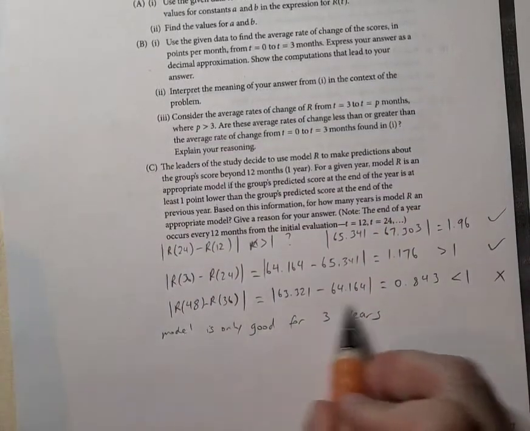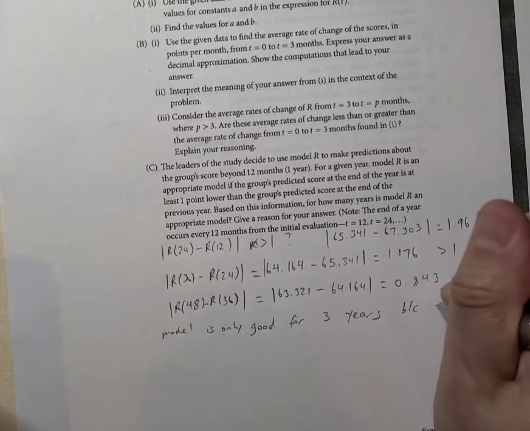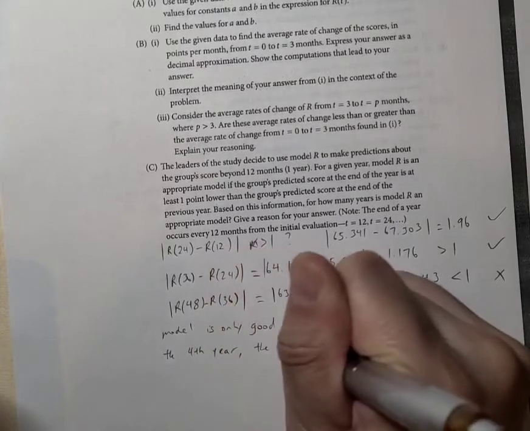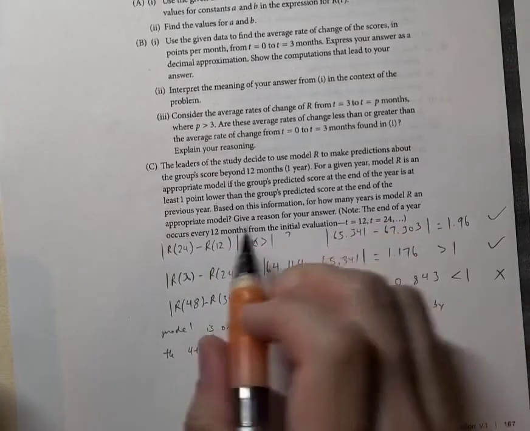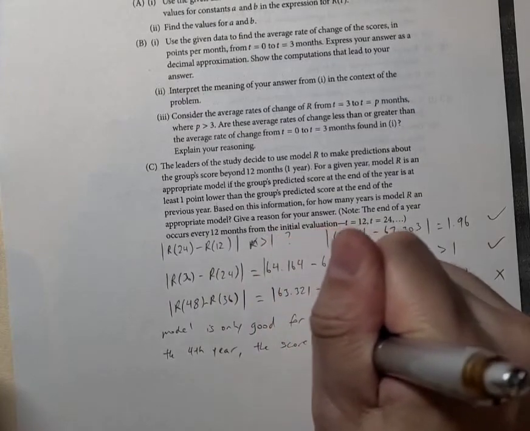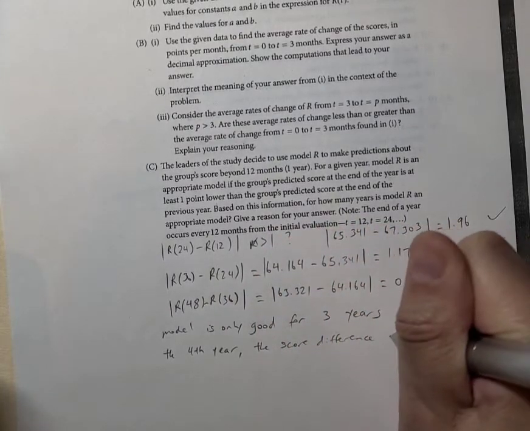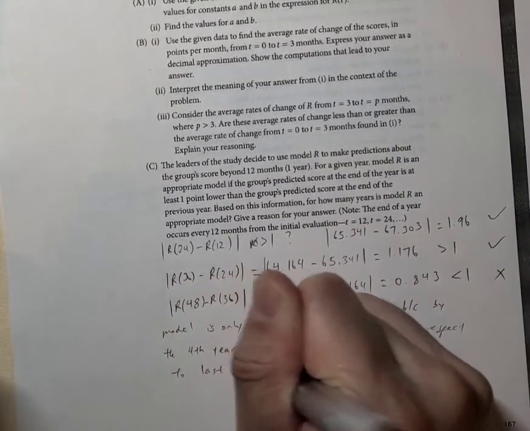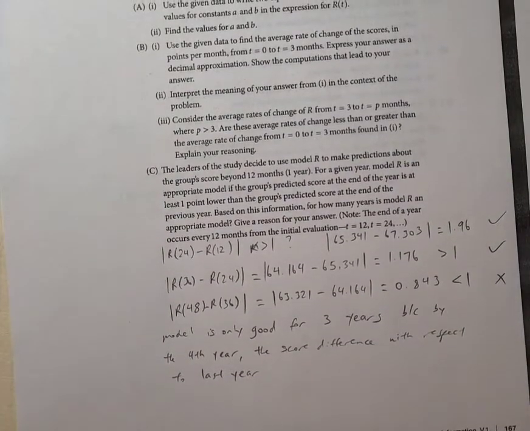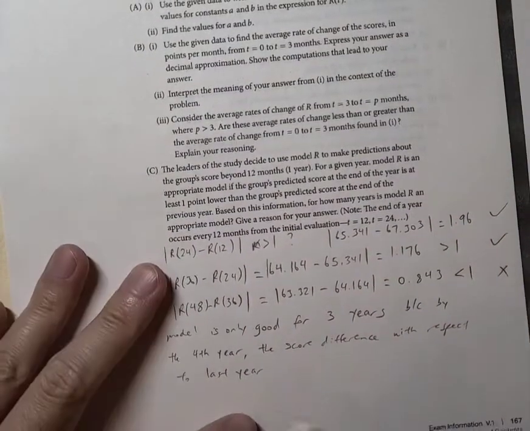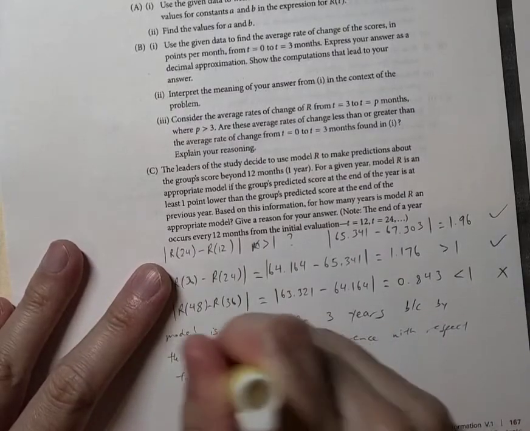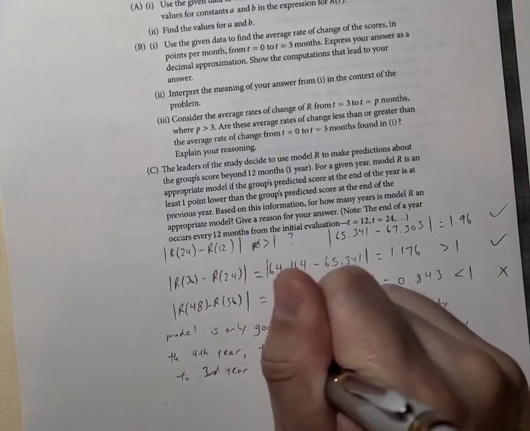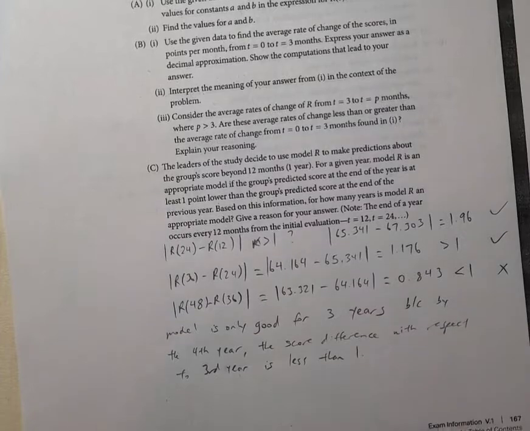Because by the fourth year, the score difference with respect to last year, let me write it like this. By the fourth year, the score with respect to the third year is less than 1. As simple as that.